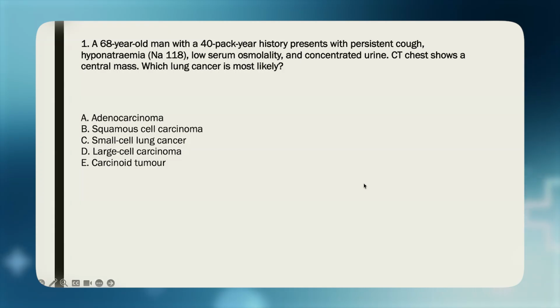Let's start, guys. 68-year-old man with 40-year pack history presents with persistent cough, hyponatremia, low serum osmolality, concentrated urine. CT shows a central mass. Which lung cancer is most likely? Any answers?